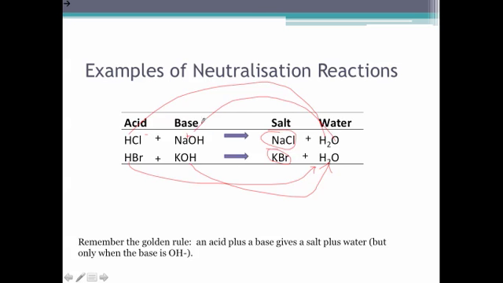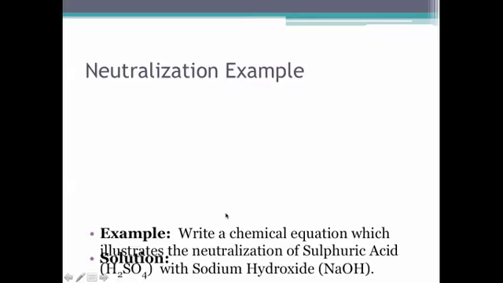So I hope you can see there that there's a golden rule that develops from all of this. As long as you've got a base that consists of hydroxide ion, if you add any acid to it, you always get a salt plus water. And that's what I've got down here. Remember the golden rule: an acid plus a base gives a salt plus water, but of course only when that base is hydroxide ion. Okay, that's it for this mini lecture.